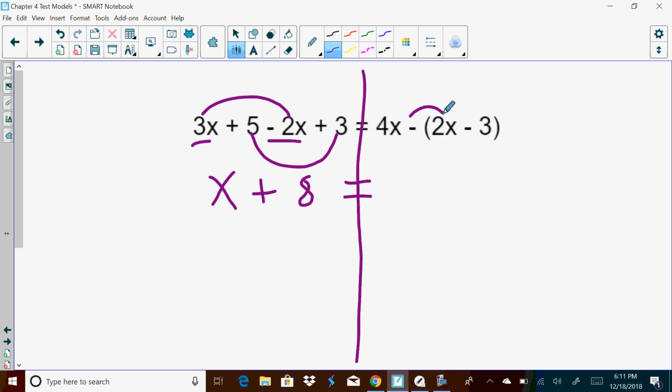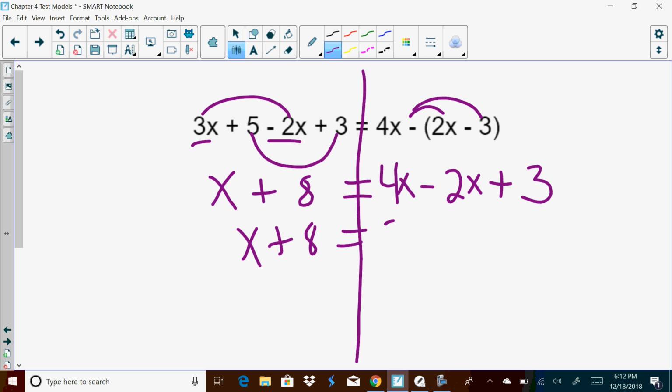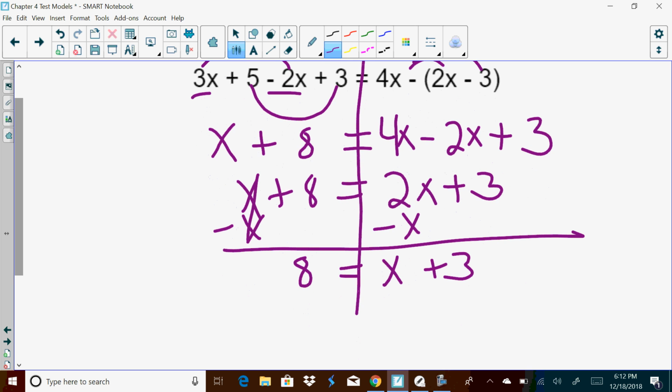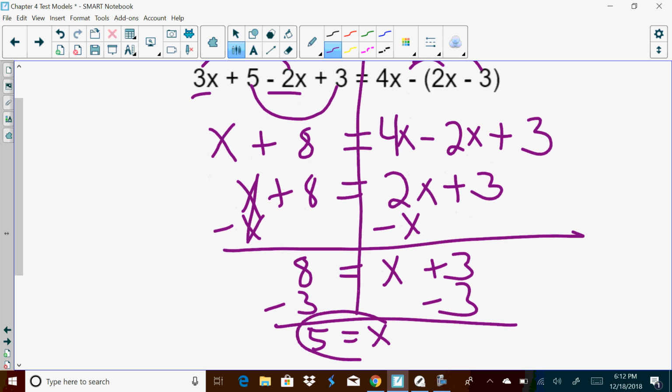equals, I distribute a negative to all of them. So I get 4x minus 2x plus 3. So now I have x plus 8 equals 2x plus 3. So then I'm going to subtract an x from both sides. I get 8 equals x plus 3. And then I'm going to subtract a 3 from both sides. And I'm going to get 5 equals x, which is my final answer.